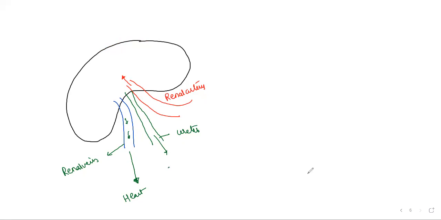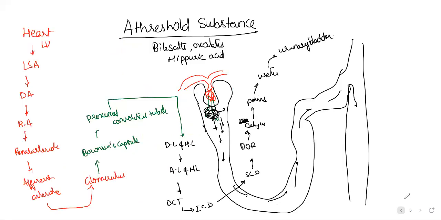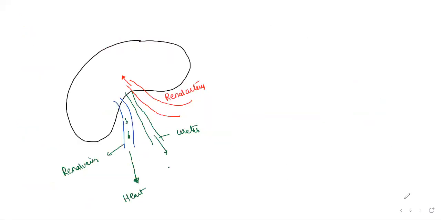Where is the ureter going? Urinary bladder. The ureter is going towards the urinary bladder. You people need to have clarity like this.